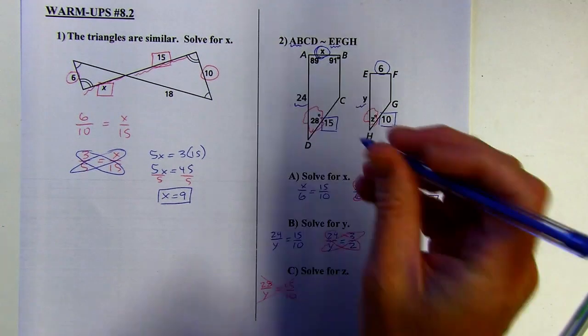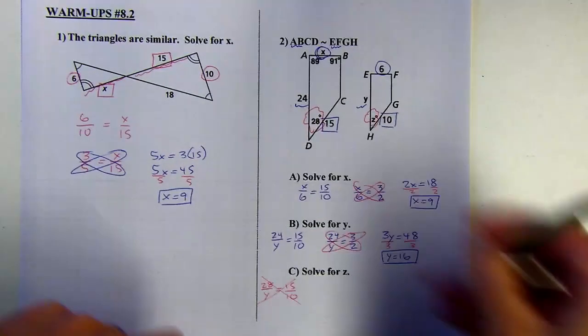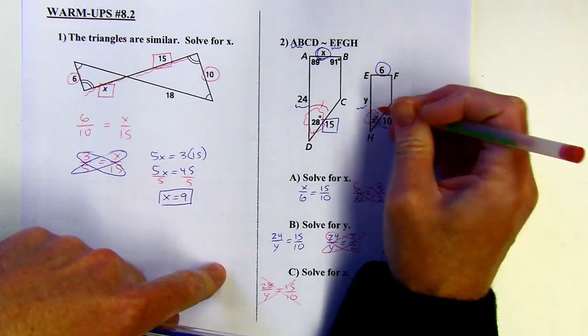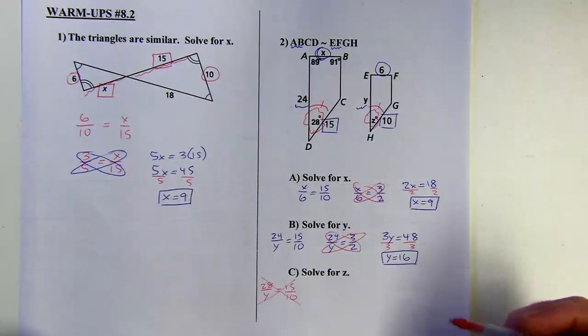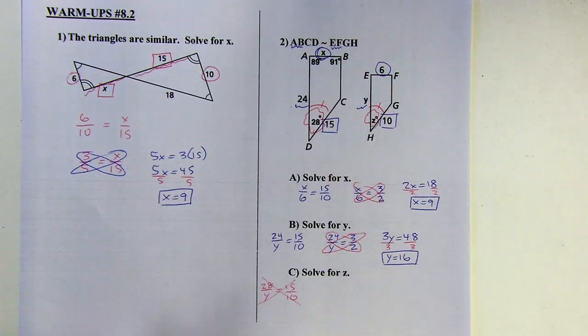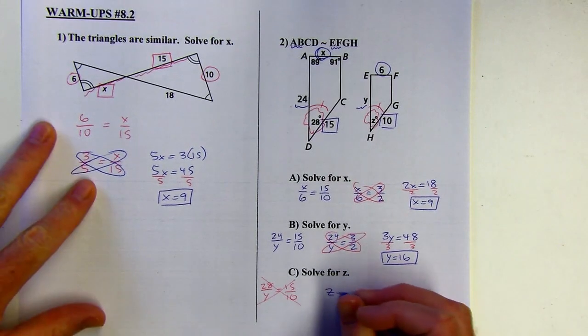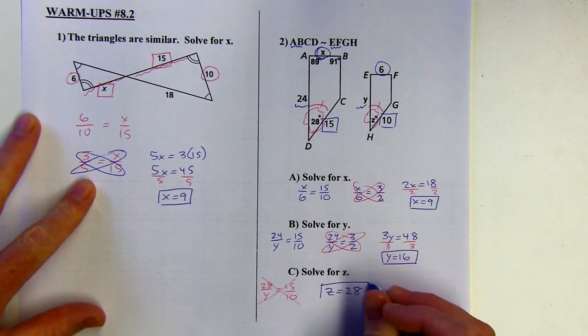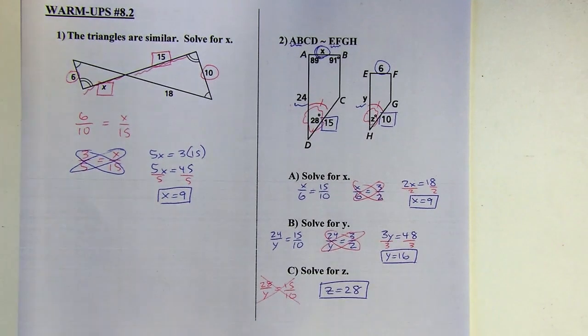The reason why is because the sides are in proportion, but the angles in similar figures are going to be congruent. So once you find that those are matching pieces, they're just going to be congruent, and you don't actually have to write a proportion. Z is just going to equal 28, and that's it. Okay, and that's the end of the warm-up, and I'll see you next time.